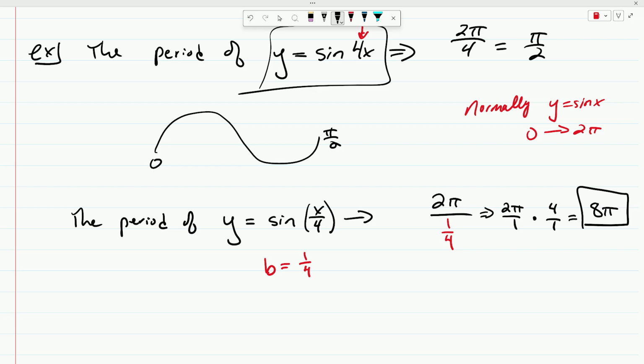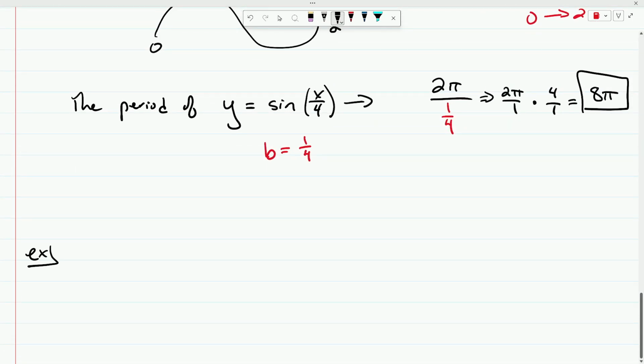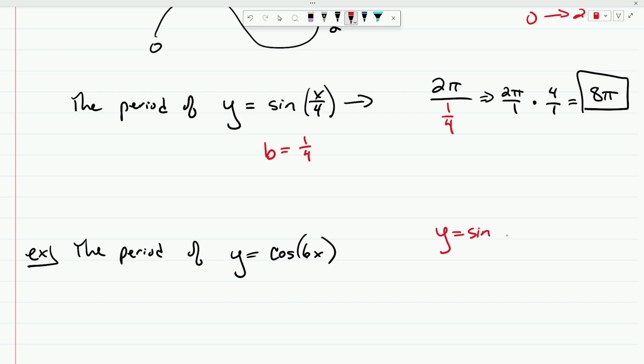Now we can apply the same exact situation to something like the period of y equals cosine of 6x. All right? Well, just remember, in general, y equals cosine of x goes from 0 to 2 pi. We also know that the period is equal to 2 pi over b. Let me write that a little nicer.